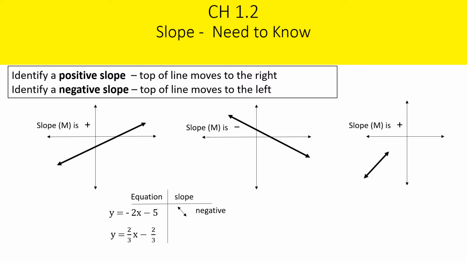Over here, in this example, y equals 2/3 x minus 2/3. Here we see we have a positive slope. So I know that when I go to graph this, the actual line, top of the line, is going to be pointing toward the right. And this gives me a good idea of what my slope is going to look like.